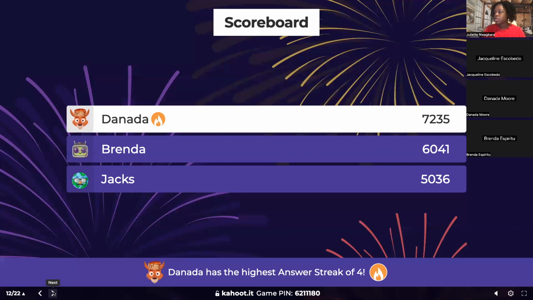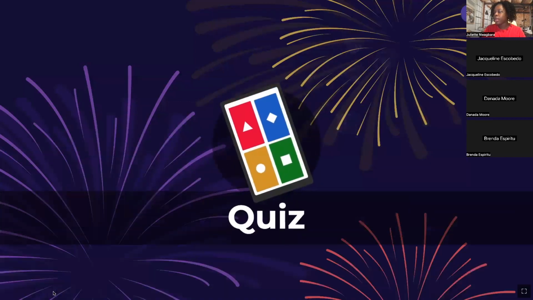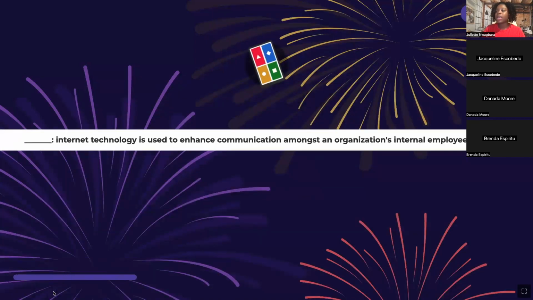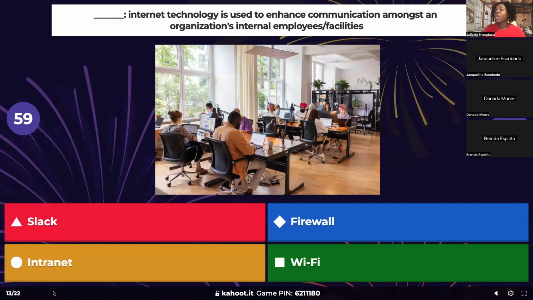All right. All right, you're on a streak. Let's go to the next question. Blank. This is a definition. This is used to enhance communication amongst an organization's internal employees and facilities. It is internet technology used. What is the answer here? Still got 50 seconds to go.